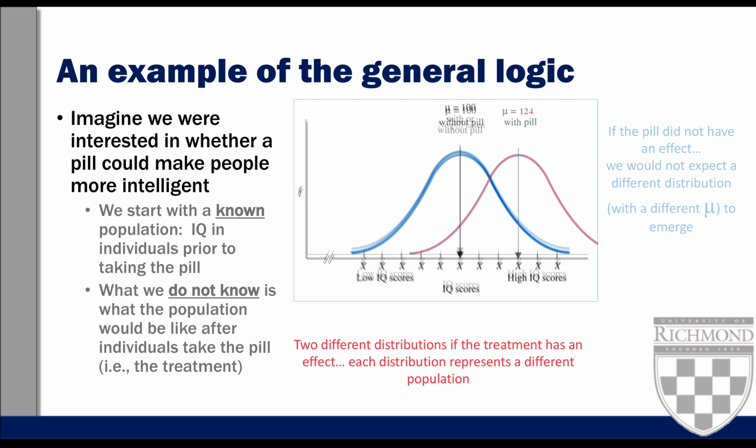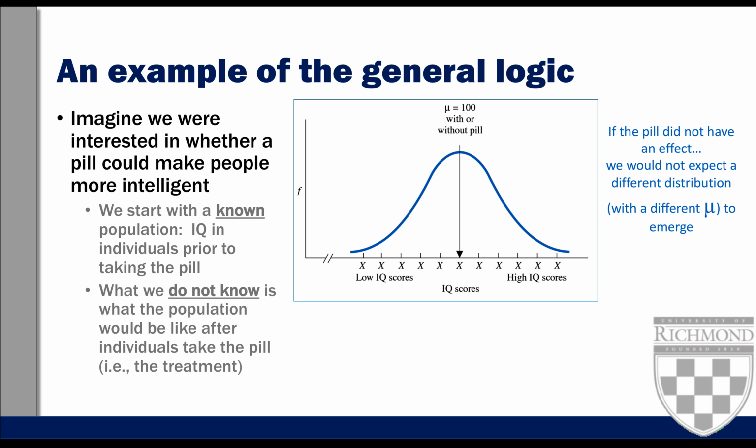Now, the mu for folks who took the pill, but the pill is ineffective, is going to be exactly the same as the mu for individuals prior to taking the pill. This is important. This is basically a statement about what we should expect if there is no treatment effect from the pill. If the pill did not have an effect, we would not expect a different distribution with a different mu to emerge. In fact, it should look pretty much exactly the same as the distribution of IQ in folks who never took the pill to begin with.